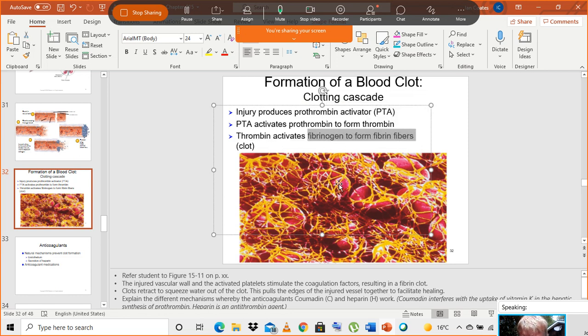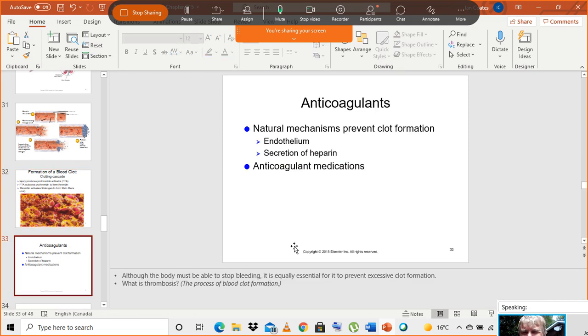Okay, you see these fibrous fibers there. They're sticky, and they're just making a plug. Okay, and you guys can refer to figure 15.11. Anticoagulants. There are some natural ones there that prevent clot formation.